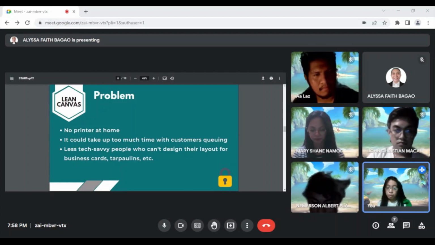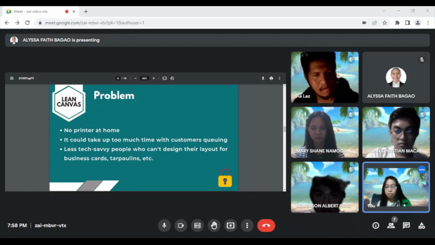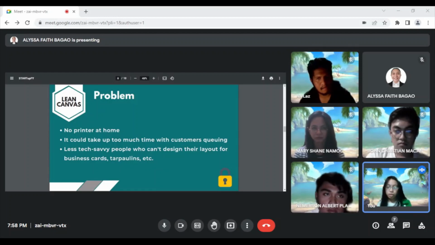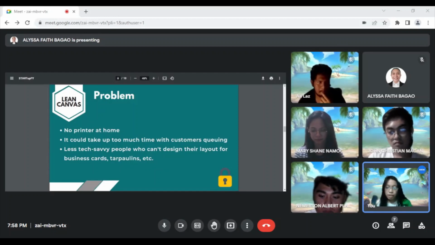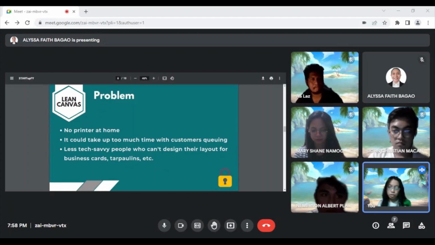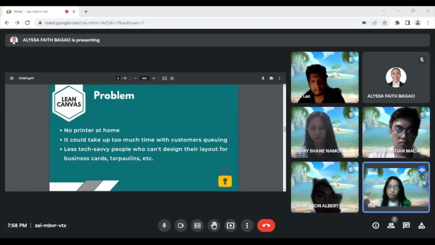And in the print shop, of course, too much time is taken just from queuing alone or falling in line and from waiting for their documents to get printed. And lastly, one of the problems is that less tech-savvy people can't design their layout because they do not know how to use complicated programs for their business cards, tarpaulin, and other things or objects that can also be printed. So next slide.